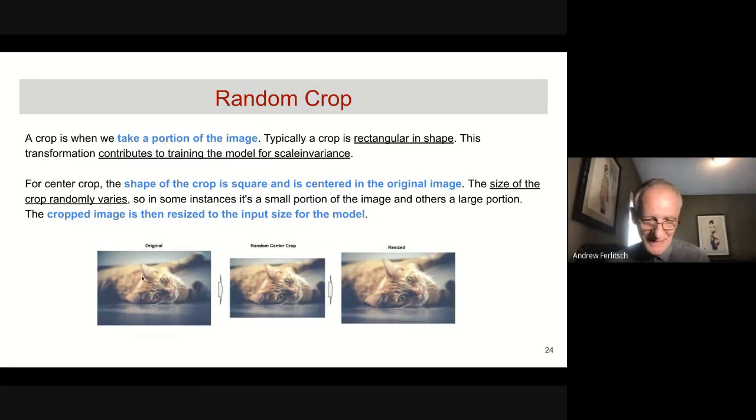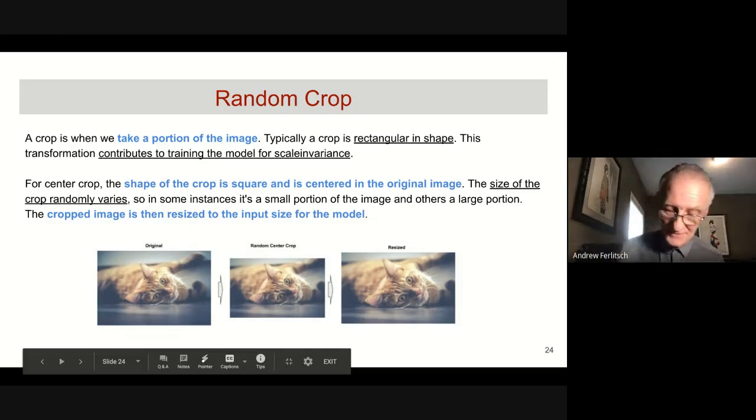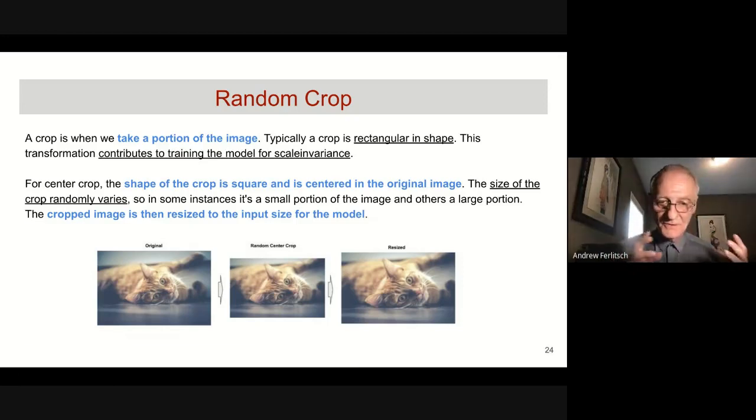Here's an example of this cat. It's the original. It's randomly cropped and resized back to the same shape as the original, but it's been cropped. And that is one method we use to contribute to training for scale invariance.